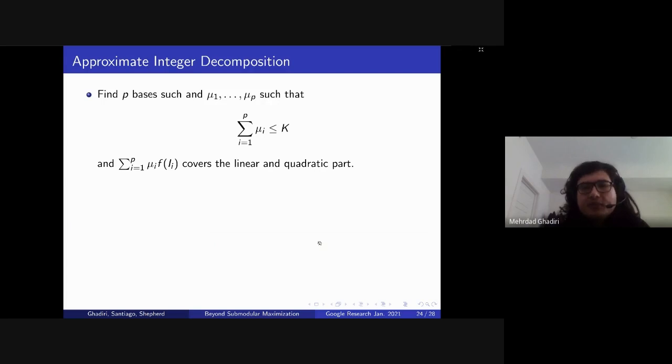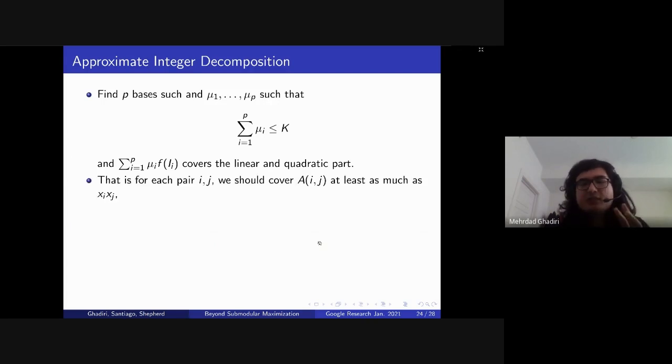Basically, what we do is that we find a set of bases of the matroid and some numbers. This is not necessarily a convex combination, but it is some numbers mu I, where the sum of them is less than or equal to some number k, and the sum of mu I times f of base I covers the linear and quadratic part for the discrete quadratic function. So what does this mean that it covers this?